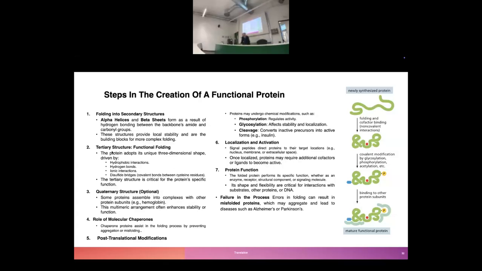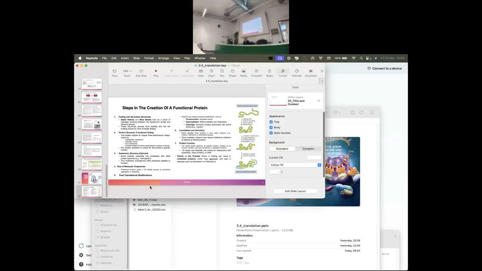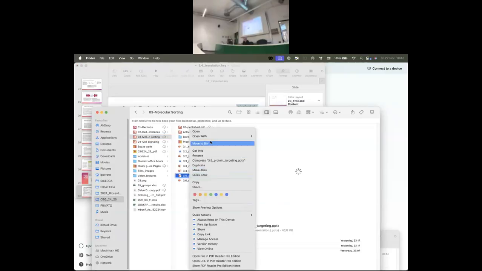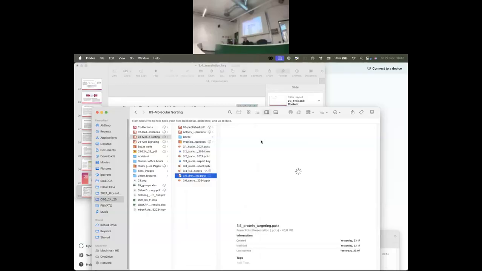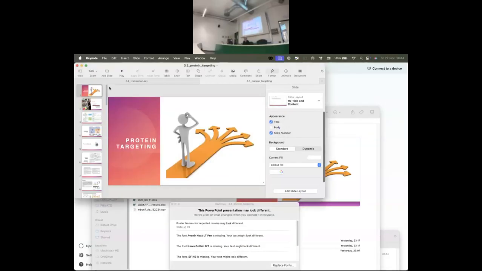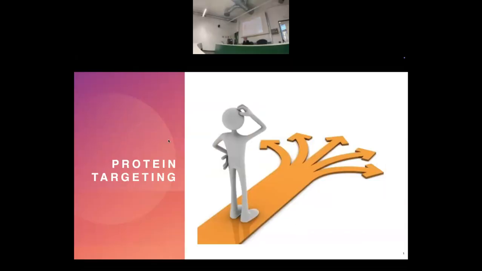And here I made a mistake because I have to change, and I don't want you to move. I have to switch to the next presentation, but there are only a few slides I really have to go through. So let me just open that one. Not that one, because it was the same one. Oh, that's the one. Let's speak about protein targeting.